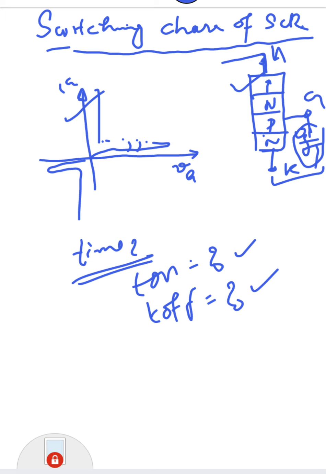So all those things like the turn on characteristics and what is the turn off behavior, how much time it will take, all those things will be discussed in the switching characteristics of SCR. Okay, so today we will learn about the switching characteristics of SCR.